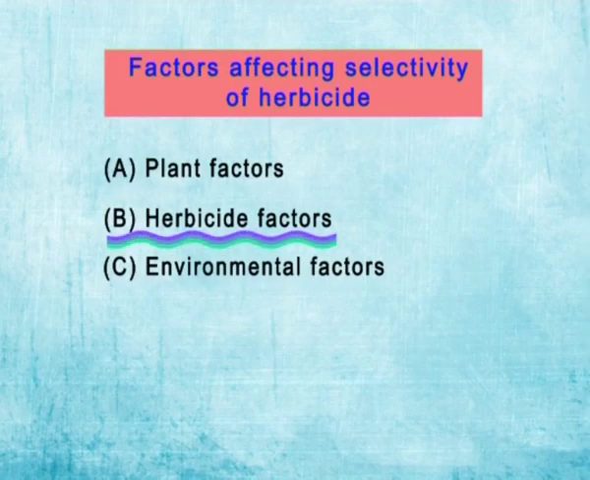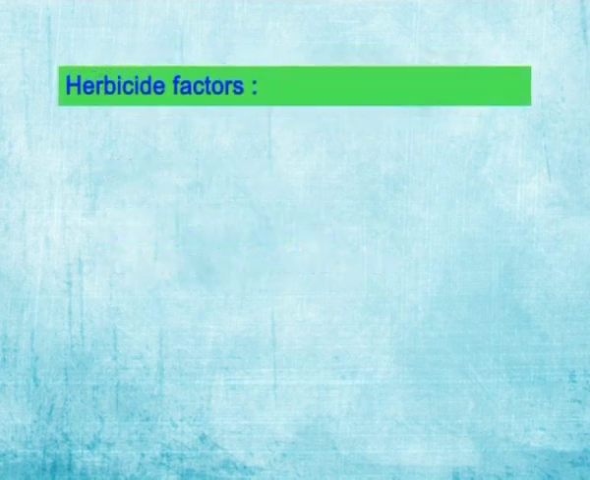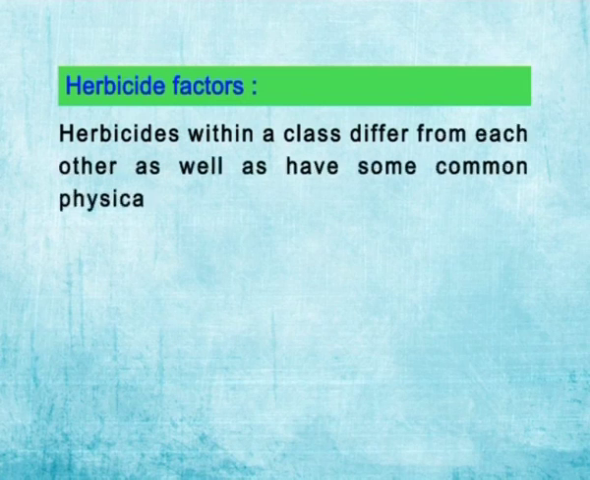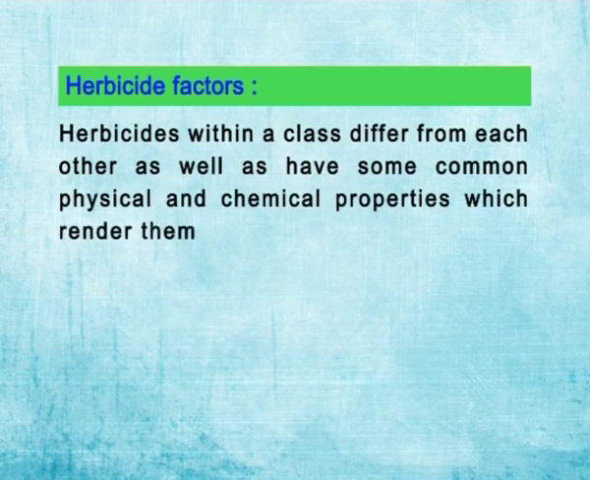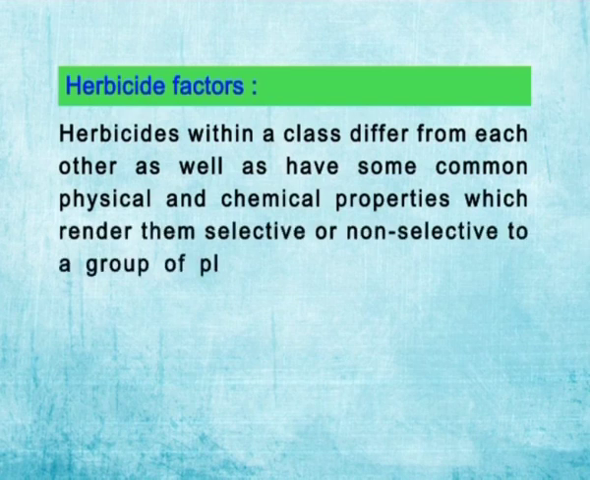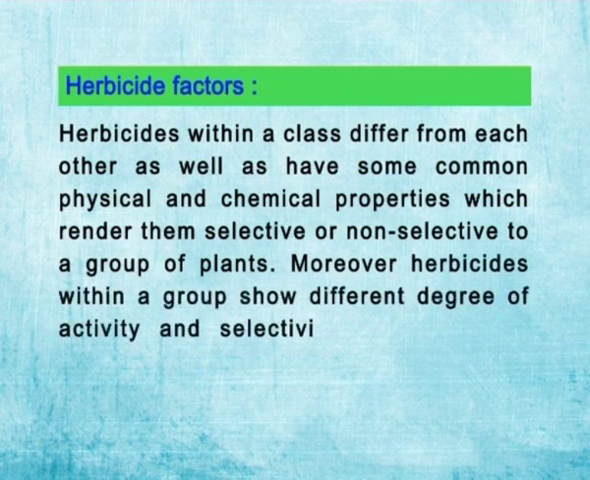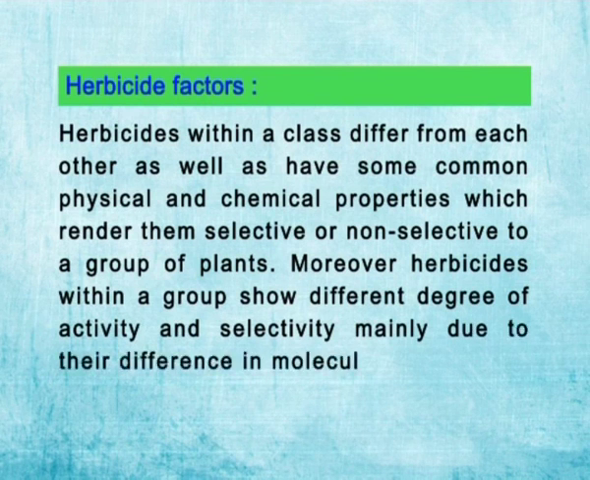Number B. Herbicide factors. Herbicides within a class differ from each other as well as have some common physical and chemical properties which render them selective or non-selective to a group of plants. Moreover, herbicides within a group show different degrees of activity and selectivity, mainly due to their difference in molecular structures. Selectivity of herbicide also varies depending upon the type of herbicide formulations.